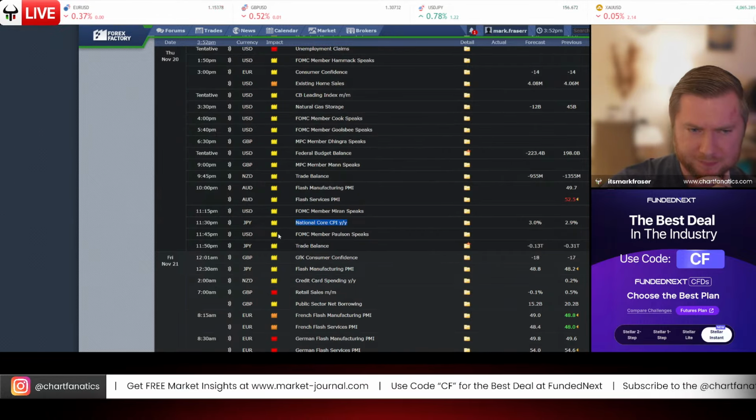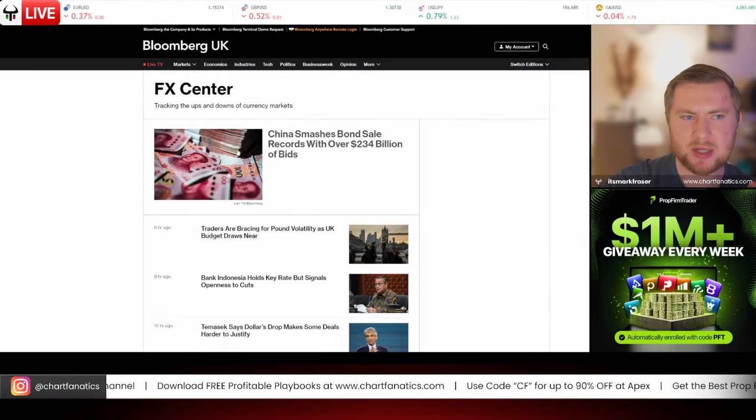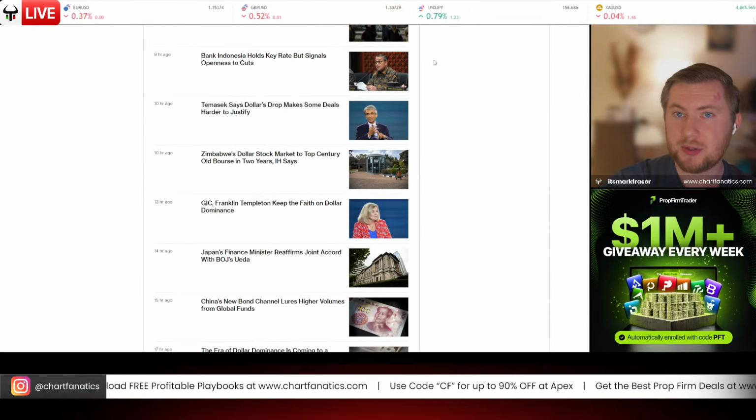National core CPI from Japan, which is obviously going to give us a good insight into the BOJ. Does anybody know what is the main driver of the JPY at the moment? And remember, how do you determine what the main driver is? Basically, what is everybody banging on about when they're talking about the yen? Whenever you read news websites, whenever you look at Bloomberg or other news outlets that you like to use, what are they all talking about when they talk about the yen? That gives you a good guidance on what could drive the yen in the future. Does anybody know?